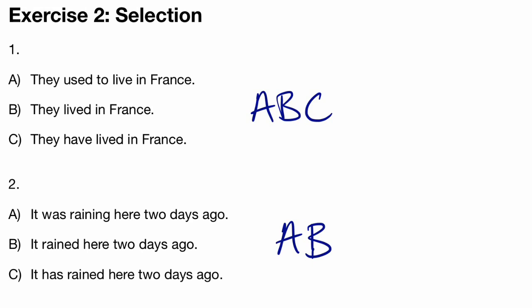Number 2, only A and B are possible. It was raining here 2 days ago, so we're talking about a process over a period of time, but it did finish in the past as well. It rained here 2 days ago. Obviously, that's the same, that's a completed past action. This is just with a focus on the result, whereas in A, we have a focus on the process of it raining. C isn't possible.